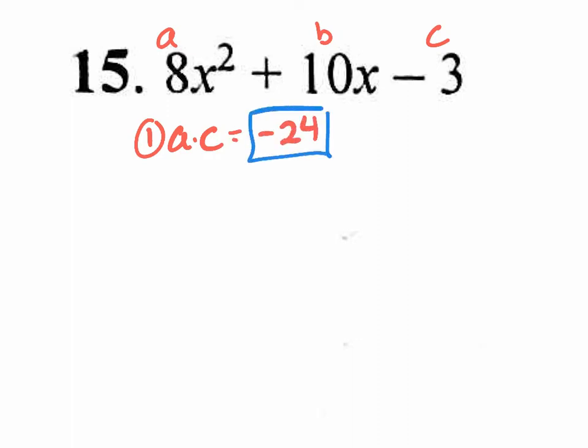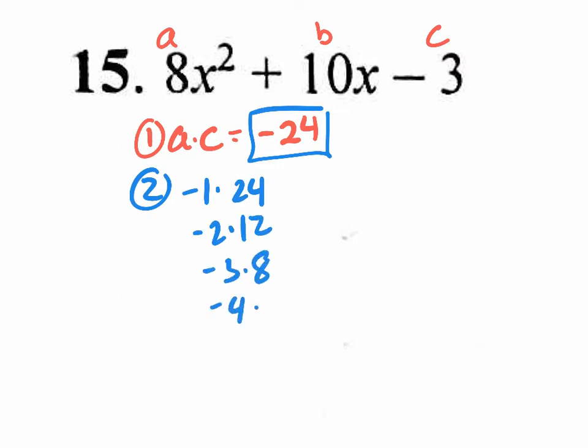Then after I get that answer, I make a list of the multiples of negative 24, like negative 1 times 24, negative 2 times 12, negative 3 times 8, negative 4 times 6. And that's all the possible ways of getting negative 24 besides changing the signs. Anyway, which pair of numbers combines together to give us the middle value, positive 10? Negative 2 and 12. If you add negative 2 plus 12, it will give you a positive 10. So that's the correct pair of numbers that we need for step 2.